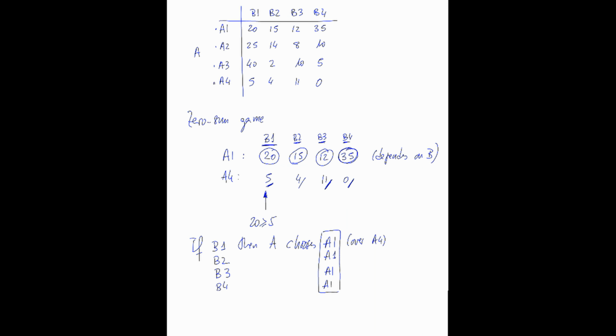We have the options for A1, where the gains are better than A4, so we say A1 dominates. And we remove A4 from the payoff matrix, right? So we take A4 and remove it, because there is no reason for A to choose A4 ever.